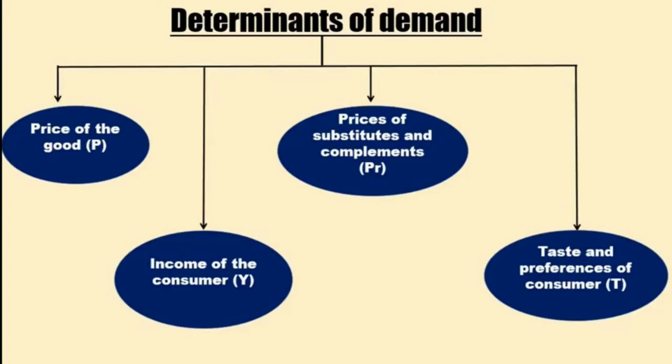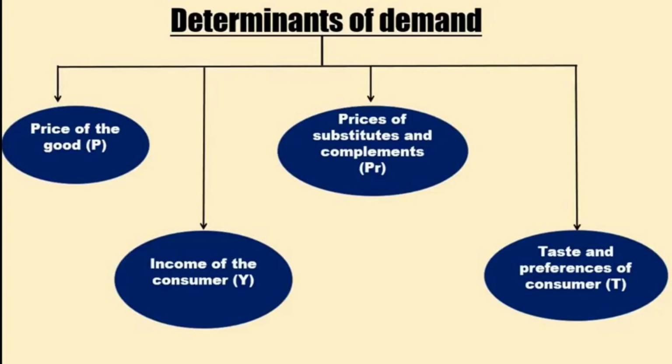Other good is the substitute good. So what are substitute goods? A good used instead of another good is called a substitute good. Complementary good: a good which cannot be used alone. It needs to have a complement. So two commodities together only can give you satisfaction. Such a good is called a complementary good.